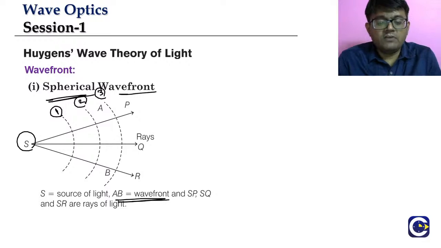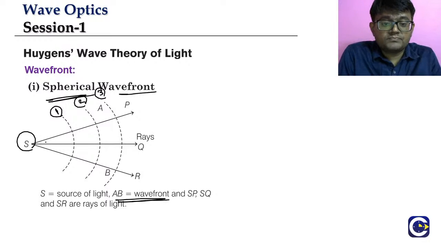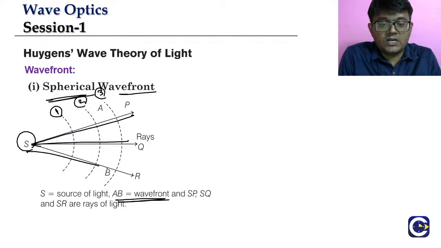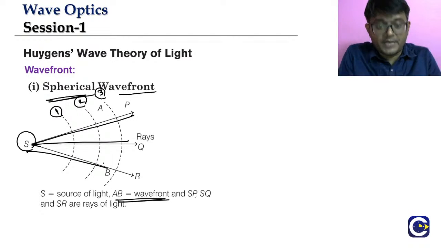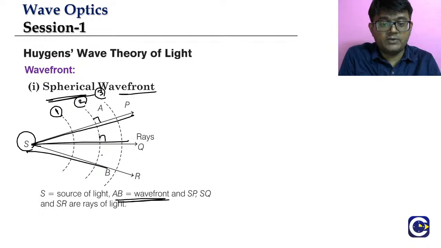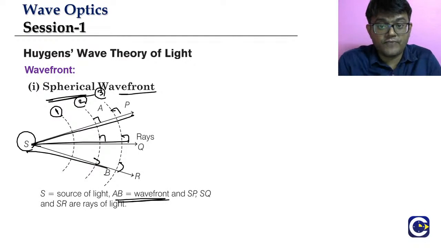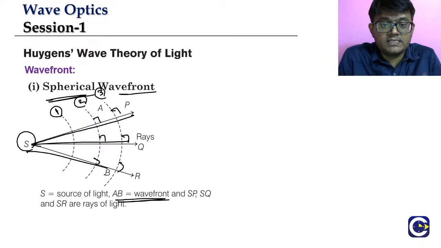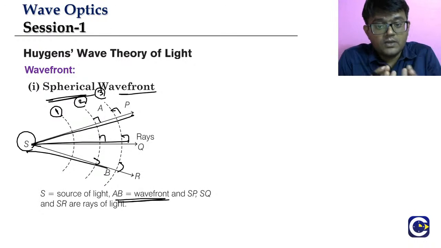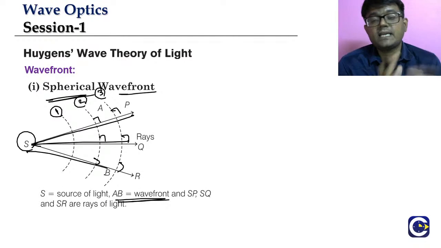Now if you look at SP, SQ, SR, all these are what? They are representing the directions in which the light energy will propagate. You can see all of them, at any point, are perpendicular to the wavefront. So the direction of propagation of the wave, which is also the direction in which the energy is propagating, because the disturbance is a form of energy, will always be perpendicular to the wavefront. So this is about a spherical wavefront.